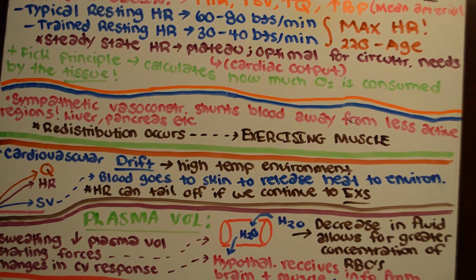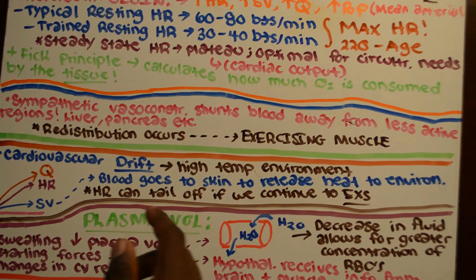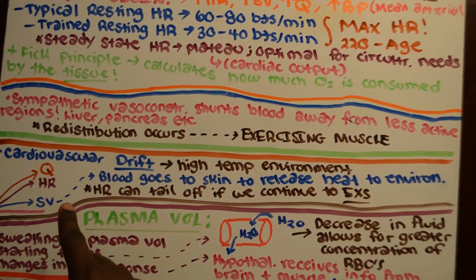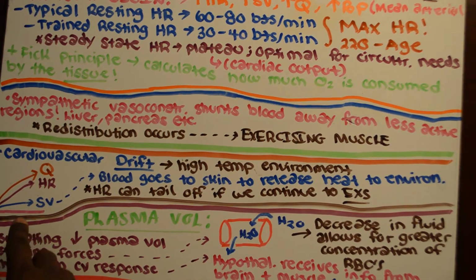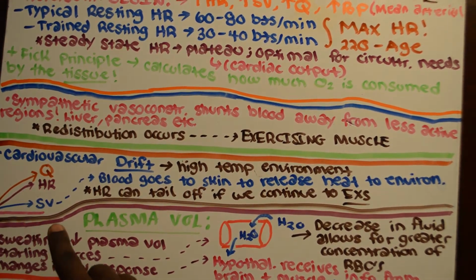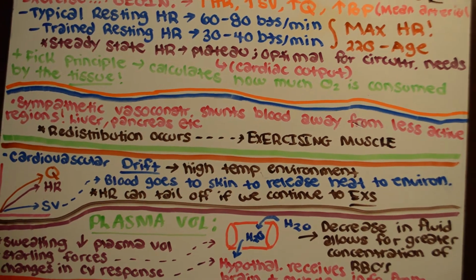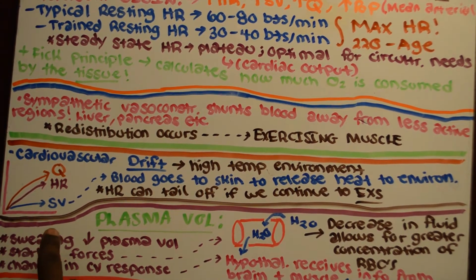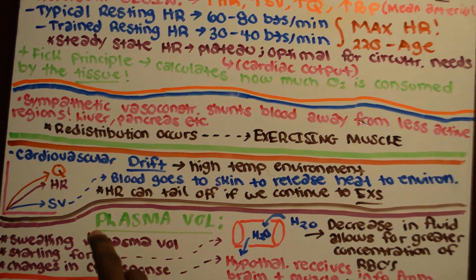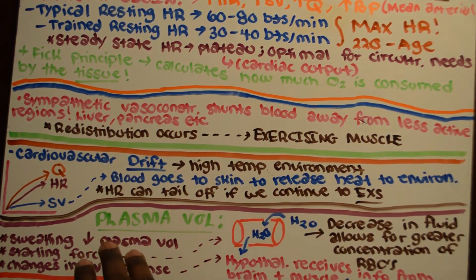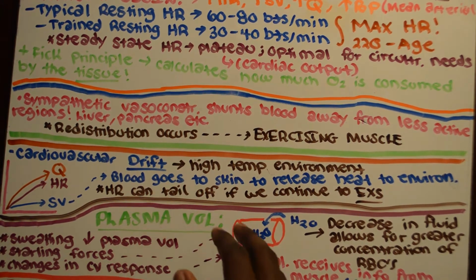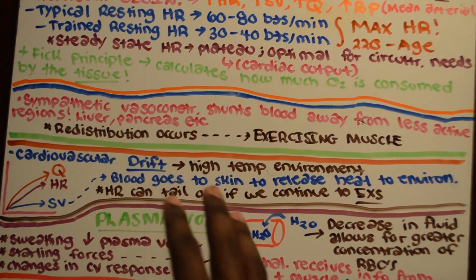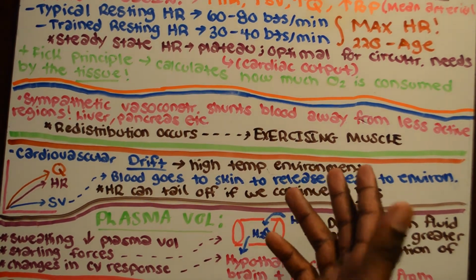So what happens with cardiovascular drift is that your cardiac output will still be high, your heart rate will still be high, but your stroke volume will kind of be low. And this is exaggerated. You have a better graph in your PowerPoints and in your book. But what happens is this stroke volume becomes lower, or it decreases, merely due to the fact that a lot of the blood that usually would be diverted to exercising tissue is being diverted to the skin.